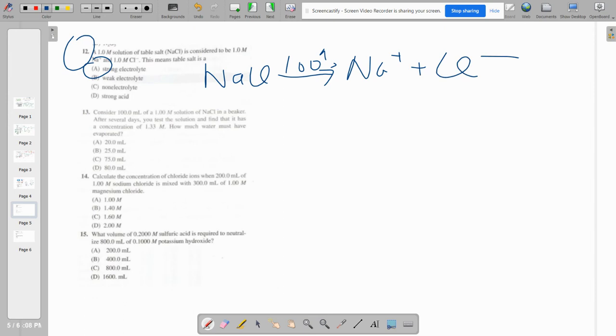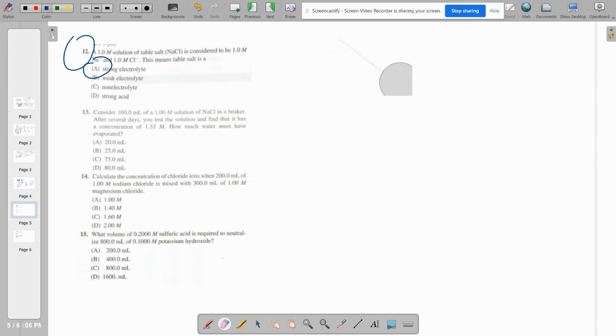A weak electrolyte would have produced some Na+ and some Cl-, but not 100%. And a non-electrolyte would produce no ions. And a strong acid is going to behave like a strong electrolyte, but of course, sodium chloride does not fit that description of an acid. All right, so that was an easy one. Let's see what else we got.